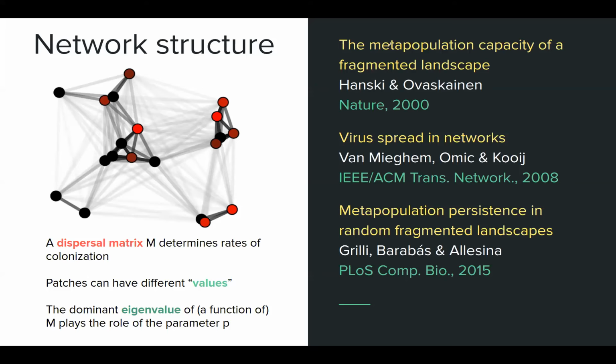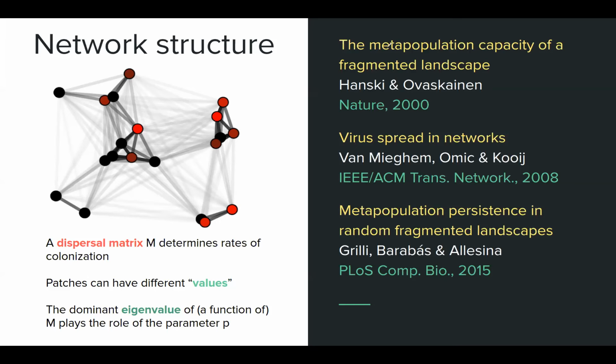And moreover, we could say not all patches are created equal. We have some sort of value for each patch. And this is exactly what Hanski and Ovaskainen did in this beautiful paper in Nature in 2000, the metapopulation capacity of a fragmented landscape. What they show, which I find especially interesting because I'm always for linear algebra, is that basically the role of the parameter P that we had before, the colonization rate, is now played by an eigenvalue of M, or a function of the eigenvalue of M. And this tells me whether colonization is sufficiently large to offset the mortality, the extinction.